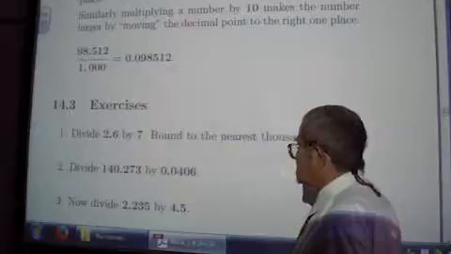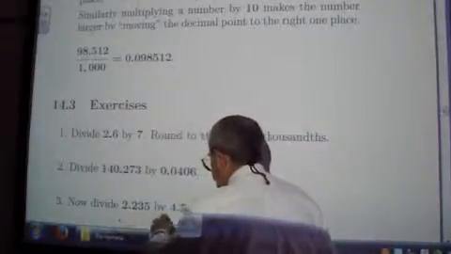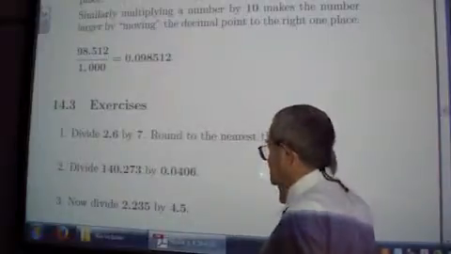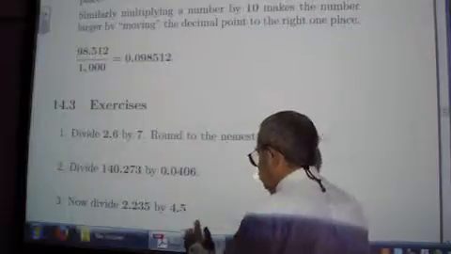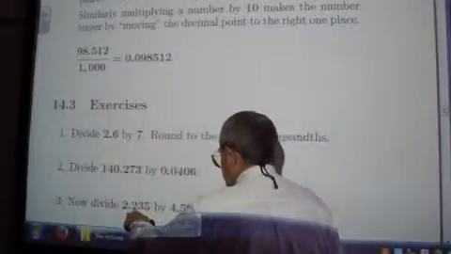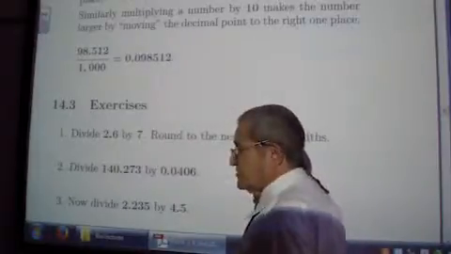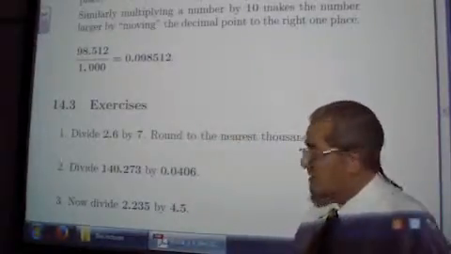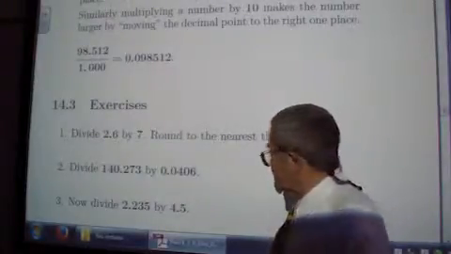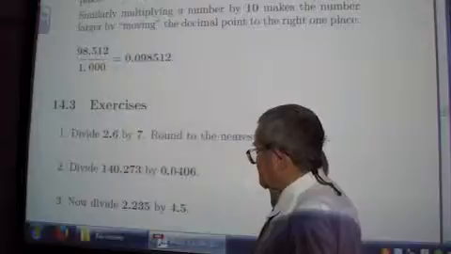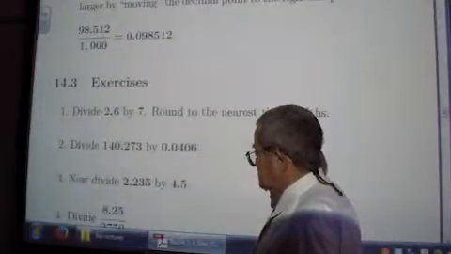Then we wanted to divide 2.235 by 4.5, which is approximately what? 4 into 20 would be about 5. This is 0.5. I expect the answer to be in the neighborhood of 0.5. Again, do the division, see what you get. And why doesn't this mouse work?